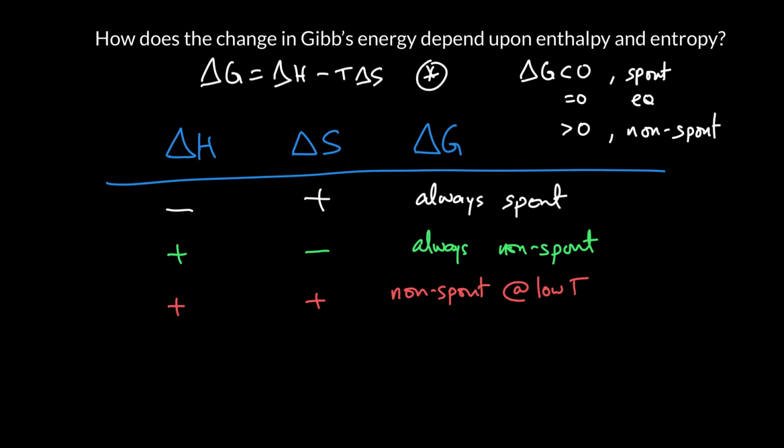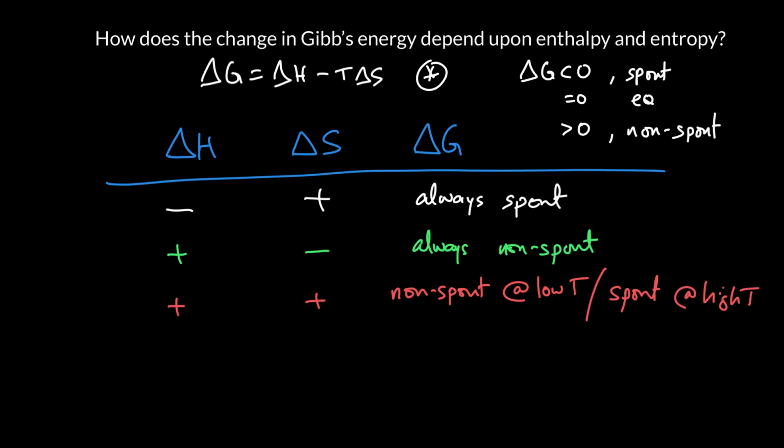And when T is really large, then this term here dominates. So you've got minus a very large number times a positive number. So that is minus a very large number here. And if this is positive and this is negative, as the temperature increases, this becomes more and more negative, can overwhelm this and turn the whole thing to be negative, which means it is spontaneous. So it'll be spontaneous at high temperature.